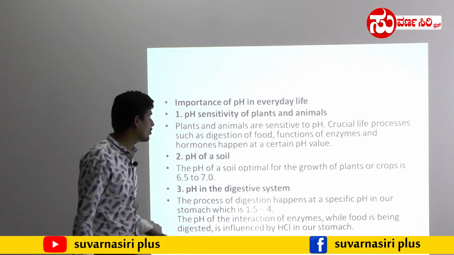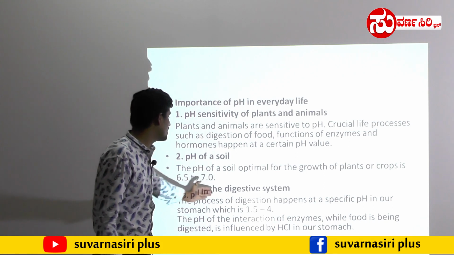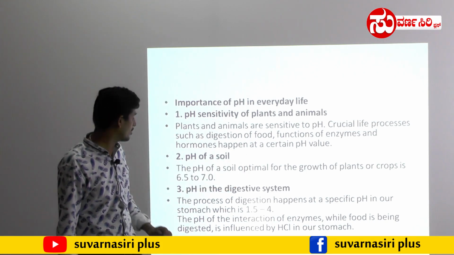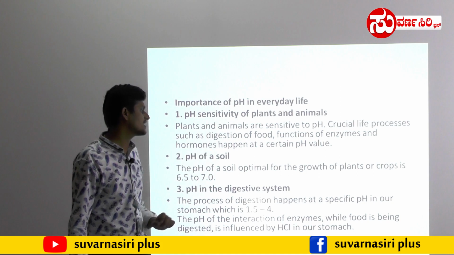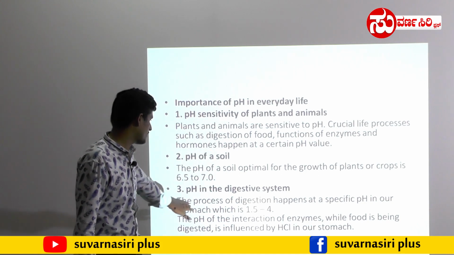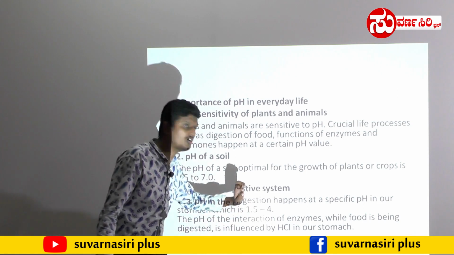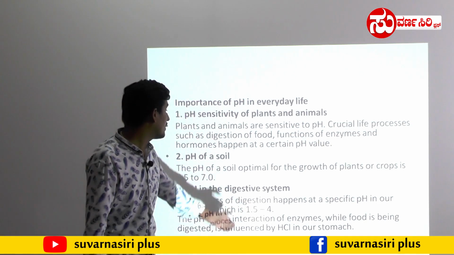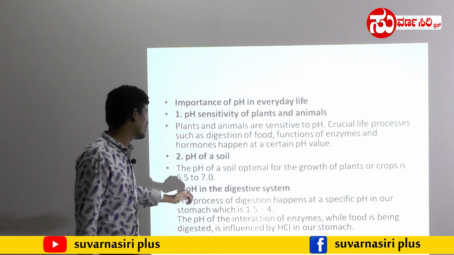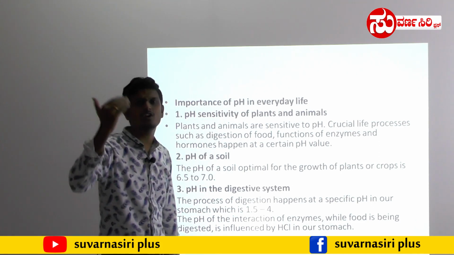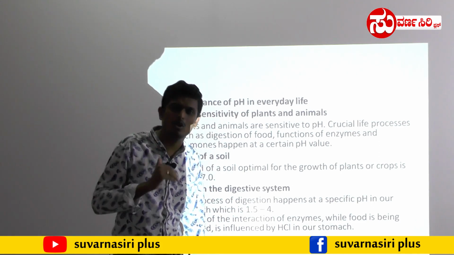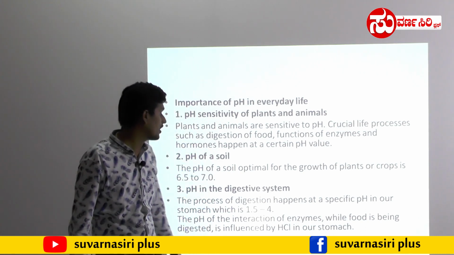Then the third most important, pH in the digestive system. As I told earlier, the process of digestion happens at a specific pH in our stomach, which is 1.5 to 4, which is not mentioned in your textbook. At that pH only, digestion takes place. Above that it will not take place. Below 1.5 also it does not take place.